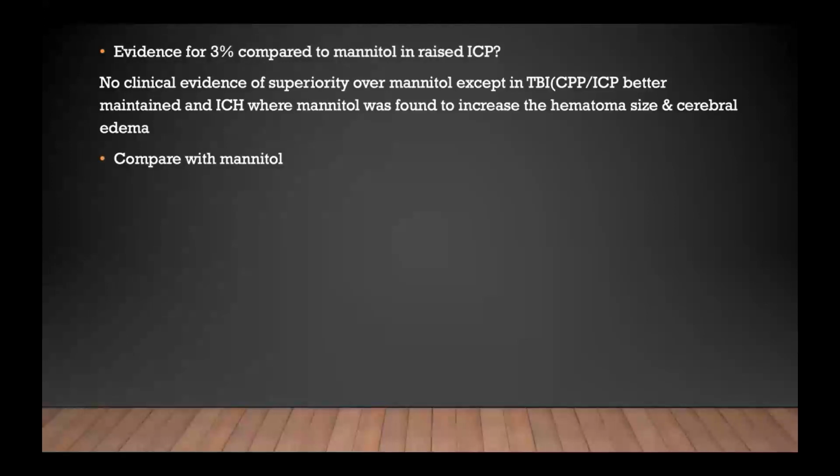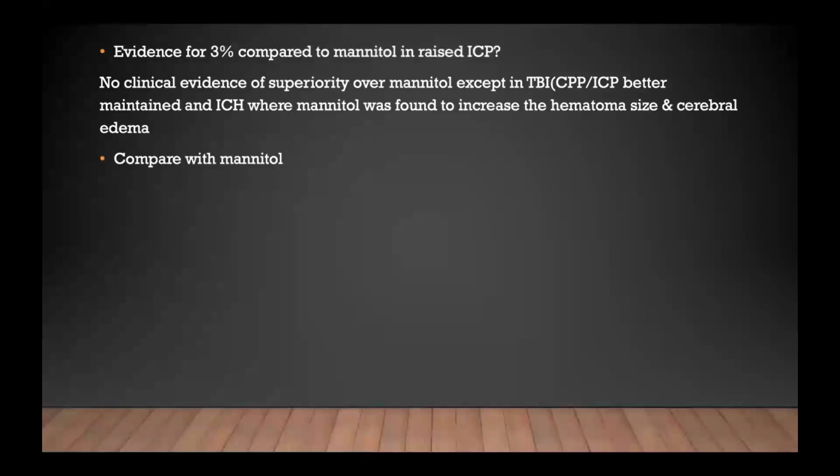Okay. So how do you compare it with mannitol with regard to duration of action and onset of effect? Mannitol, I think, takes 15 to 20 minutes to act. Normal saline has an immediate action. Okay, which acts longer? Mannitol acts longer.